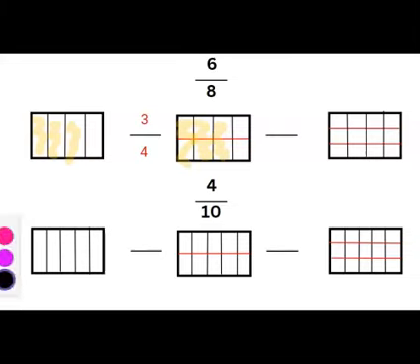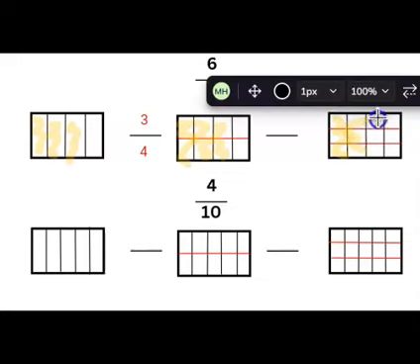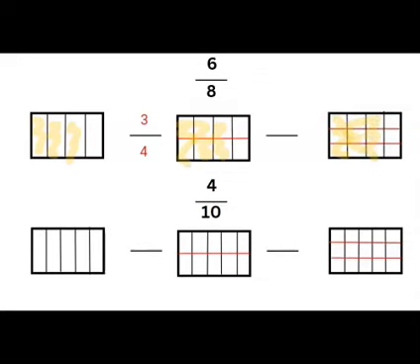To make a bigger equivalent fraction, I could color in those same vertical pieces. 1, 2, 3. And now I have 1, 2, 3, 4, 5, 6, 7, 8, 9 pieces colored in out of 12 total pieces that are available.